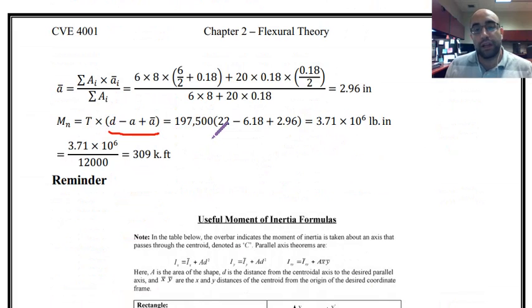So calculating that, you can see Mn is equal to 3.71 multiplied by 10 to the power 6 pound inch. Of course it is pound inch because T that we calculated was in pounds and these distances are in inch. So Mn is in pound inch. I have to just present it in kip foot. For that I have to just divide it by 12,000. Final result is about 309 kip foot. That is ultimate strength of this section.